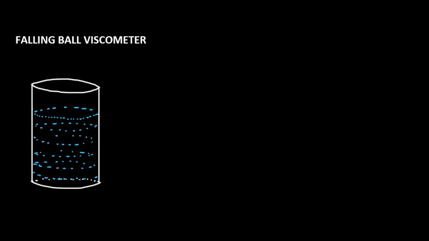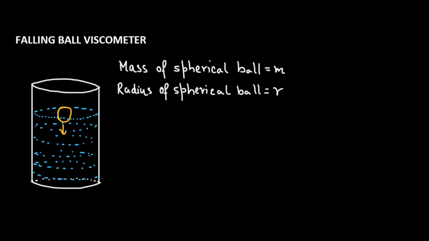Let us consider a cylindrical column that contains some viscous liquid. So we are going to make a spherical ball fall through this viscous liquid. The spherical ball has a mass of m and radius r. Now when this ball falls through this viscous liquid, it's going to attain a terminal velocity. That is because of the viscous force that's acting on it. So the viscous force will be in the opposite direction.